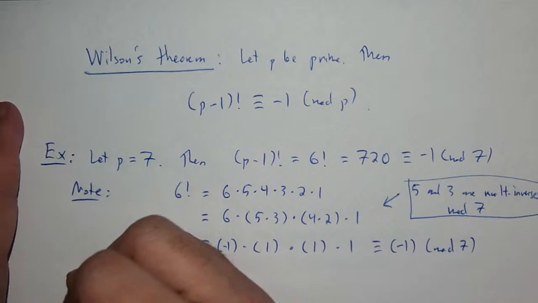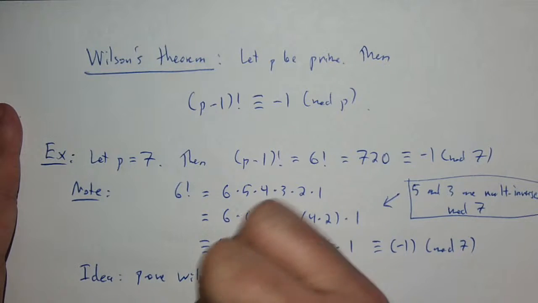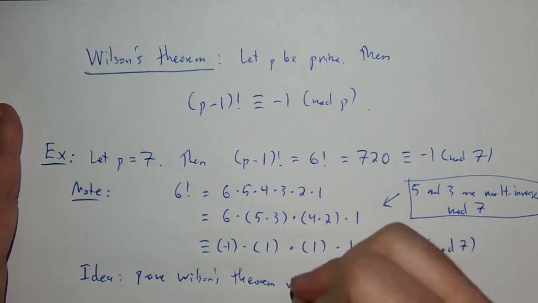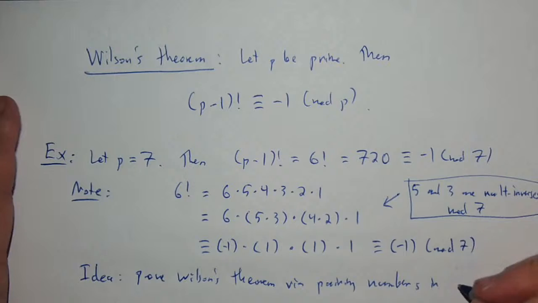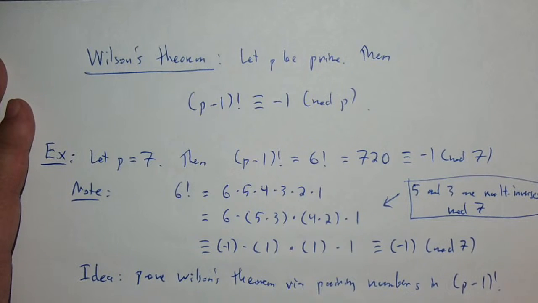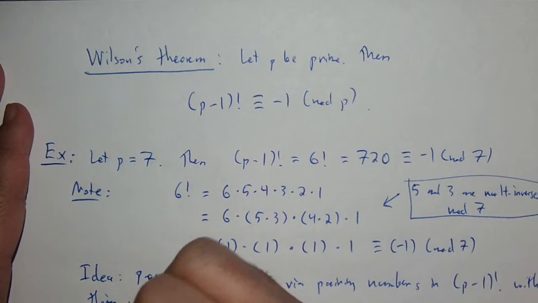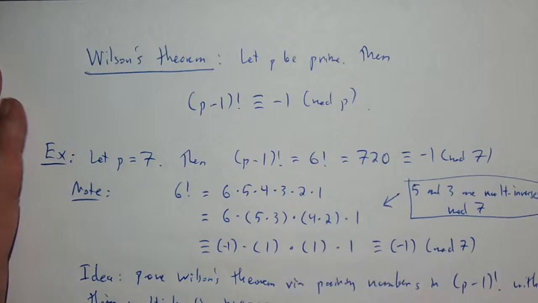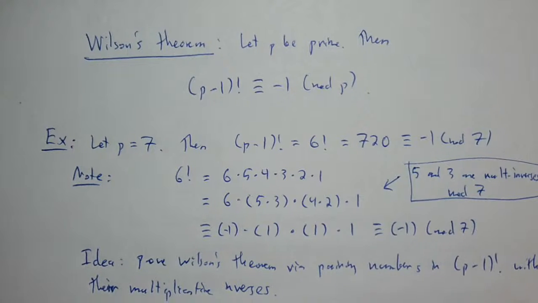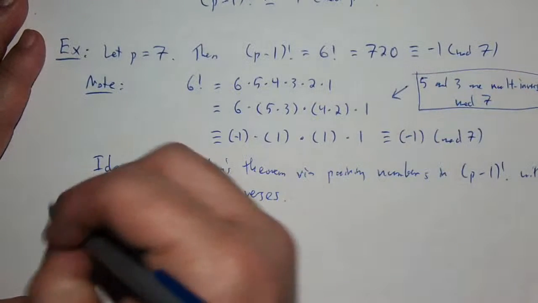Okay, so the idea is to prove Wilson's theorem via pairing numbers in p minus 1 factorial with their multiplicative inverse. Okay. So, proof.